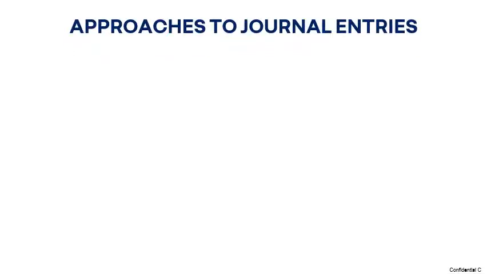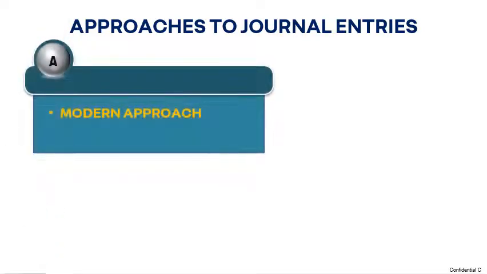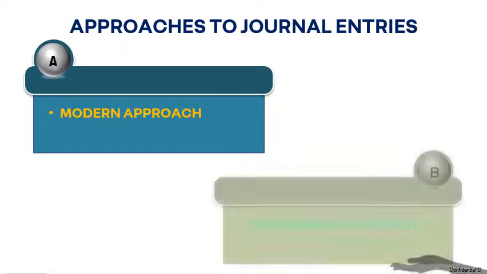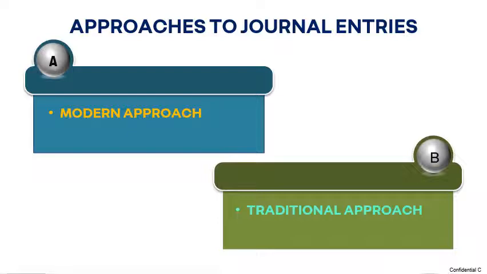Let us slowly and steadily get into approaches to journal entries. There are two approaches. One is the modern approach, another is the traditional approach. Mostly we use the traditional approach, but we will see what the modern approach is and then go to the traditional approach, see one or two journal entries, and in the next sessions we will see more journal entries of various types.